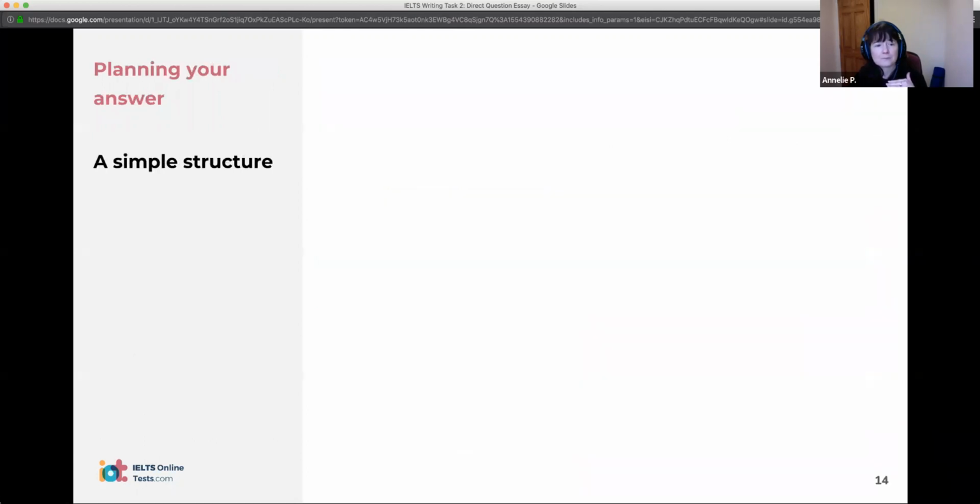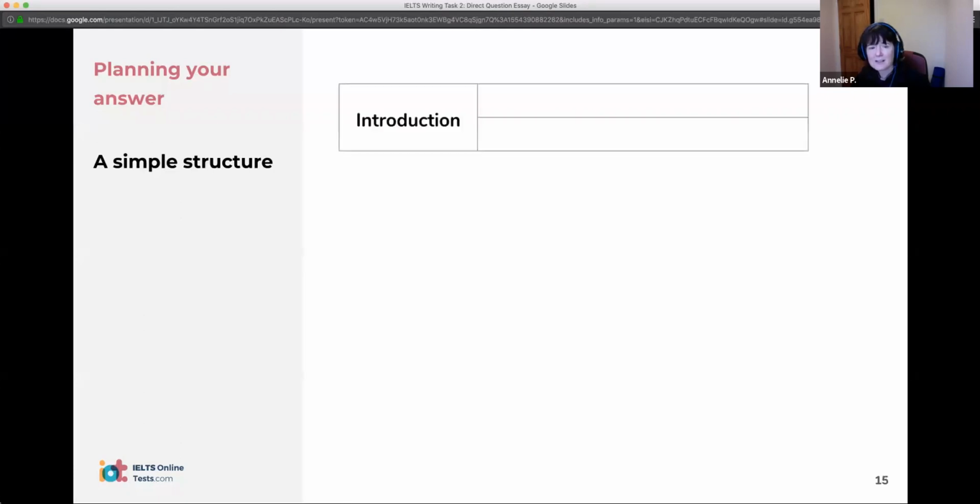Okay, so let's think about the structure of how we're going to put this into a full essay. So what are the different parts that we need to include in a task 2 essay? Okay, that's right, Julian, the introduction. Okay, and then the body paragraphs, and then, okay, good, the conclusion. Okay, very good. So what are we going to do in the introduction? What are the different elements of the introduction?